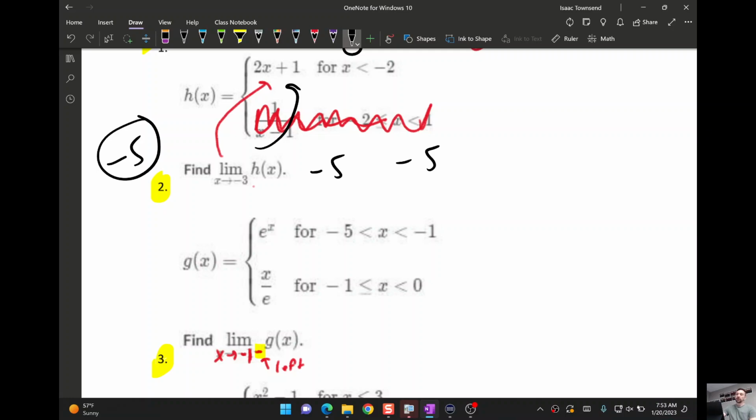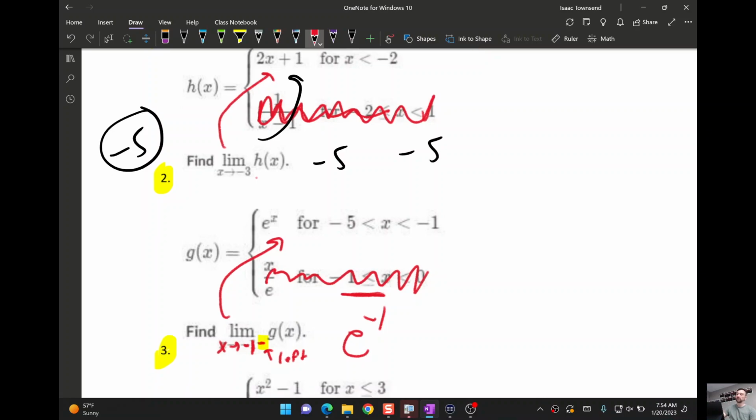Number 3, however, only once from the left. So that would be when your x value is slightly smaller than -1. So once again, we should not be using the bottom because this is when x is bigger than -1. So you plug that in, you get e to the -1, and that's fine if you leave that as an answer.